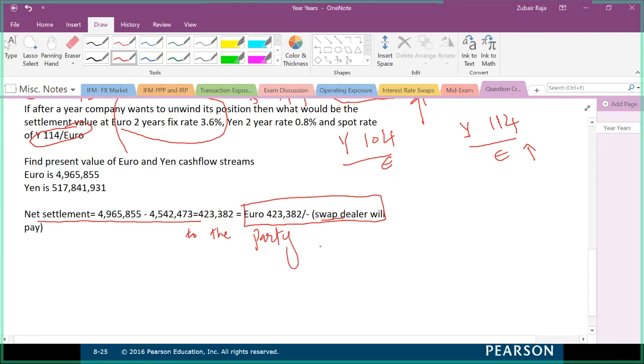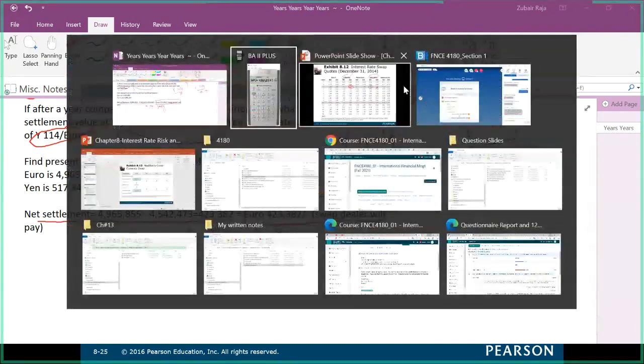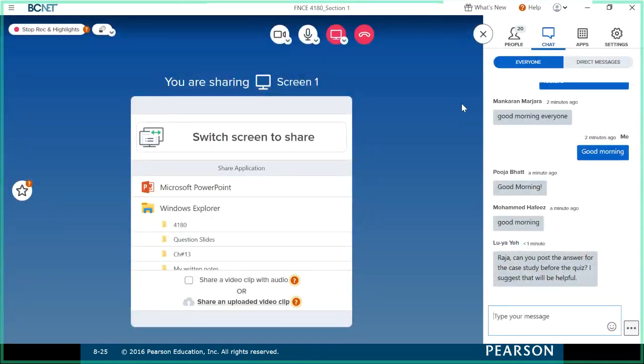Is it clear? Any questions over here? I'm coming back to your screen so that if you have a question, because with this last calculation we end our interest rate swap and cross currency swap chapter, which is chapter number 8 from your book.